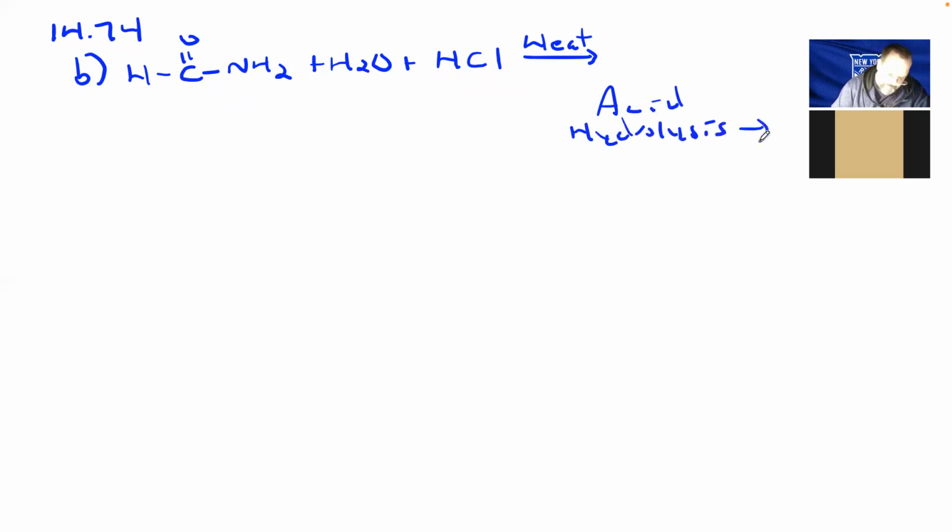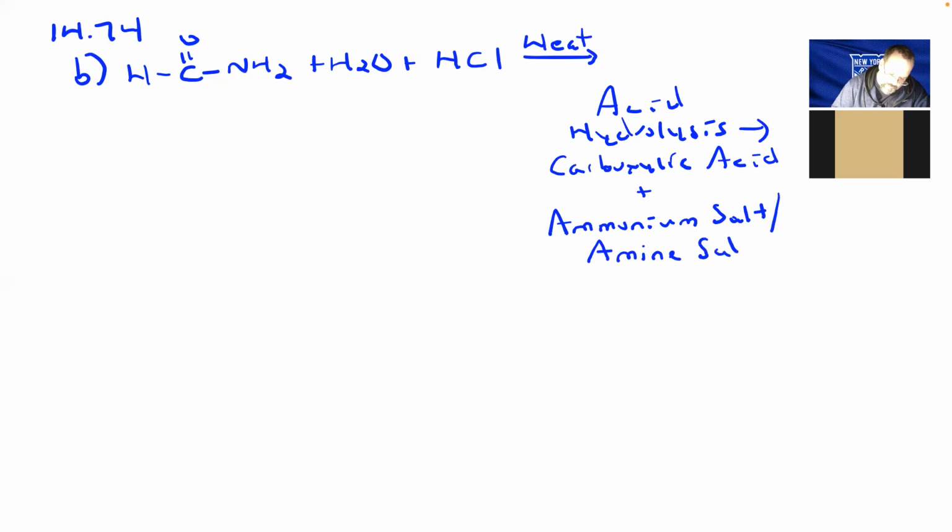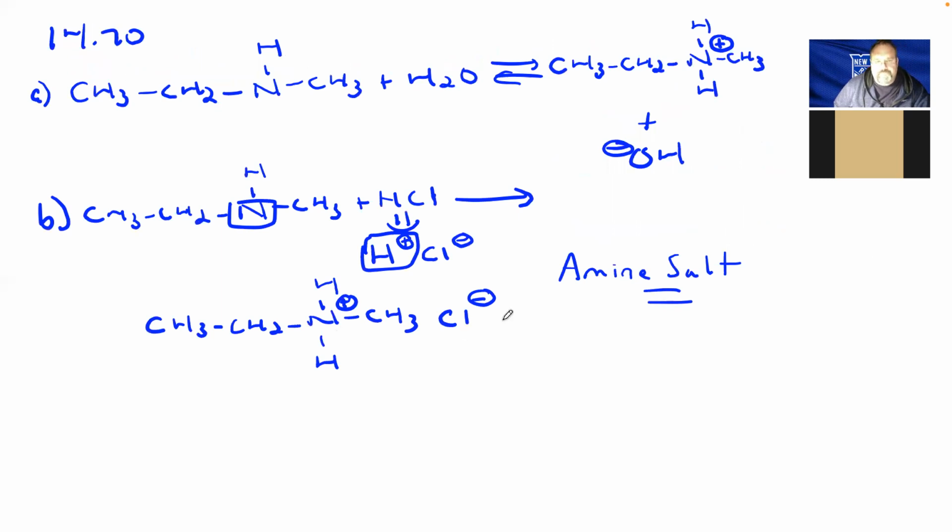What's going to be the products? The products are going to be a carboxylic acid and either an ammonium salt or an amine salt. Essentially, the ammonium salt, based on how the textbook sort of limits itself, would just be ammonium chloride, NH4 plus Cl minus. And you'll see that in this example here. And then the amine salt would be like we saw on the previous slide here, an example of an amine salt.